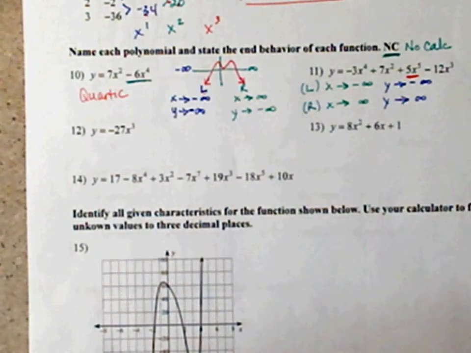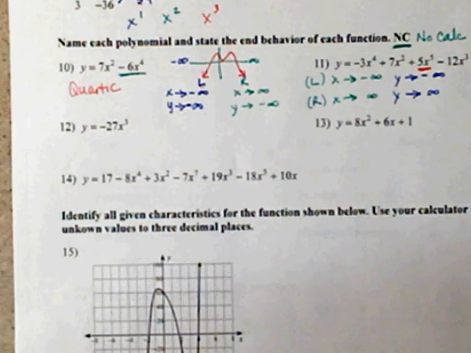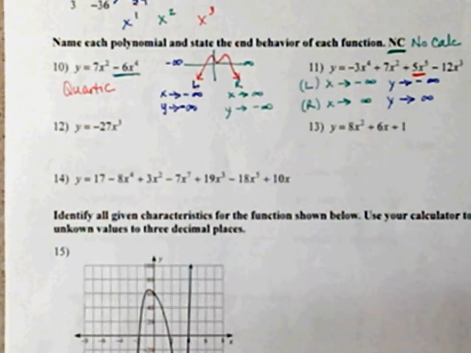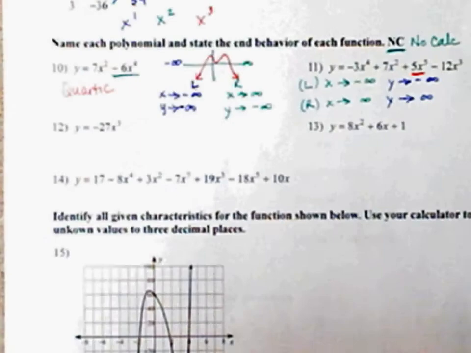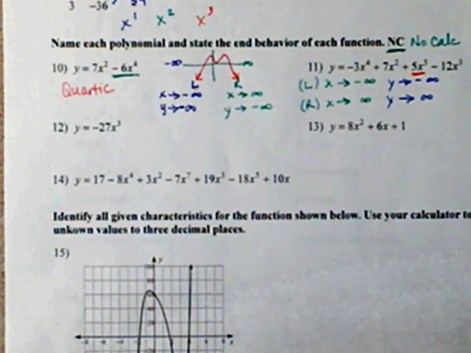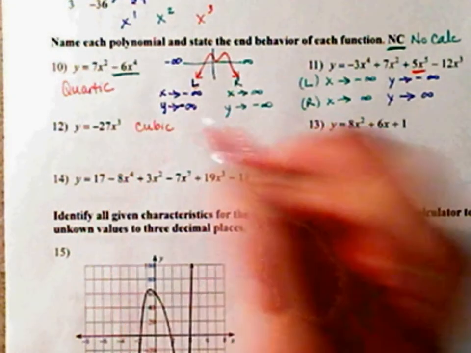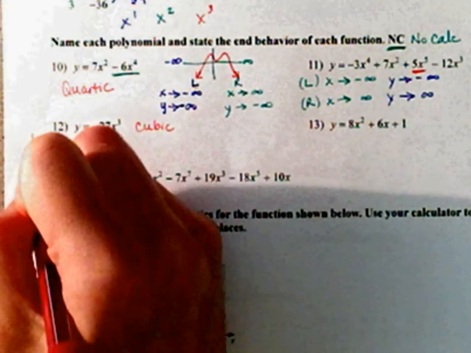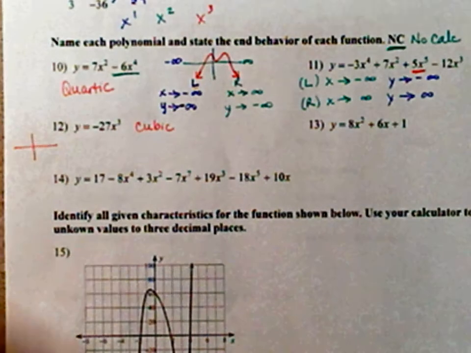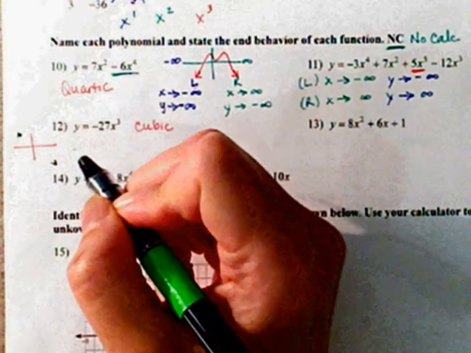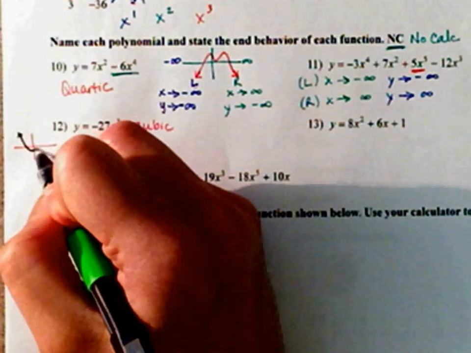Number 12, you have a cubic. I apologize that this is not very clear. I don't know how to make it any clearer. Okay. Let's see if I can make it clearer. Number 12. Let's take a look. This is a cubic. Why? Because your highest degree is a 3. Okay? Cubic. Your graph will look something like this. Negative starts up here, ends in the fourth quadrant. So it will look something like this.